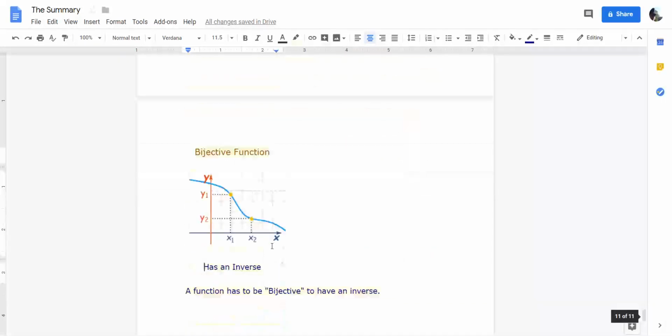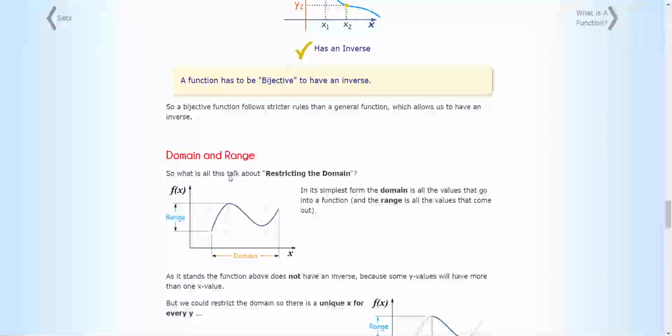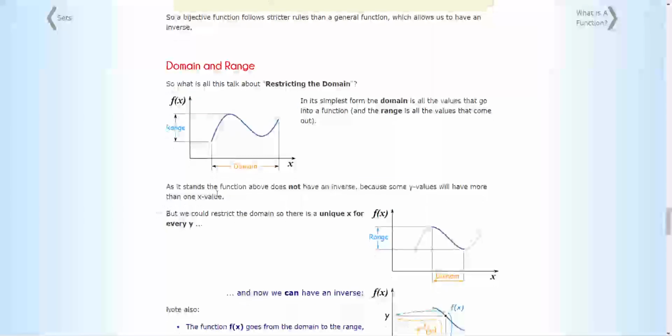Okay, so bijective functions have an inverse. Otherwise, you can't really go back, or you don't know which domain to go back to. So what is all this talk about restricting the domain? In its simplest form, the domain is all the values that go into a function which produce a range. As it stands, the function above does not have an inverse, because of the vertical test. No, this is an actual function.